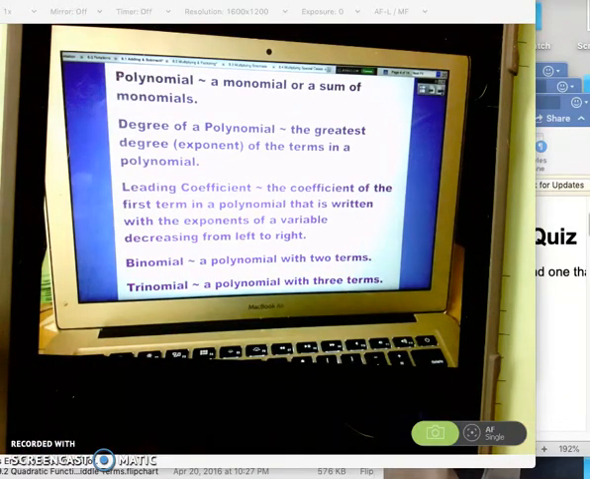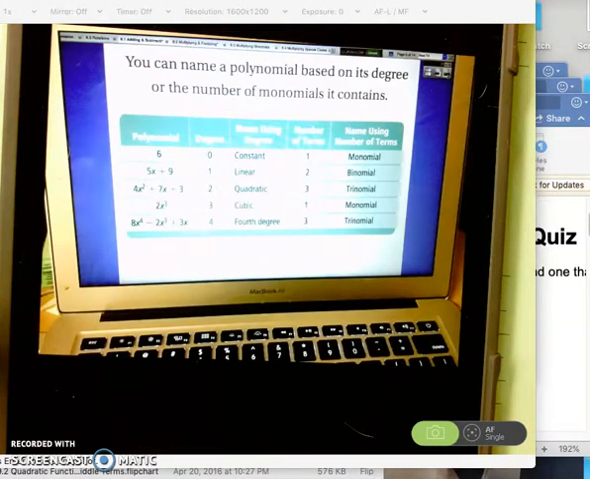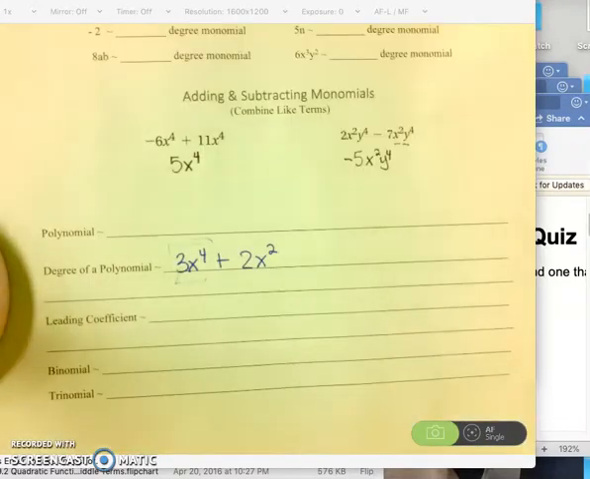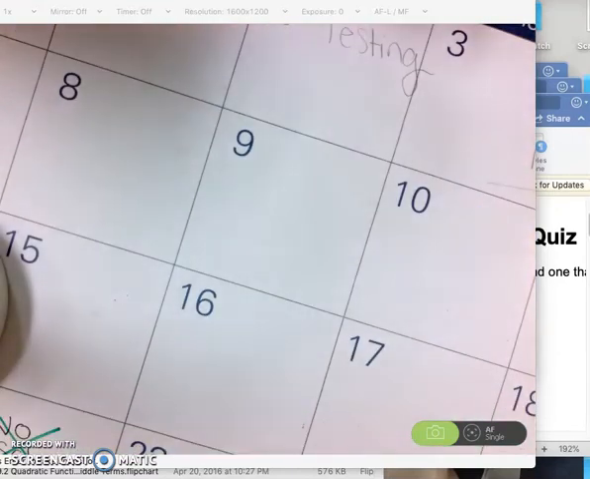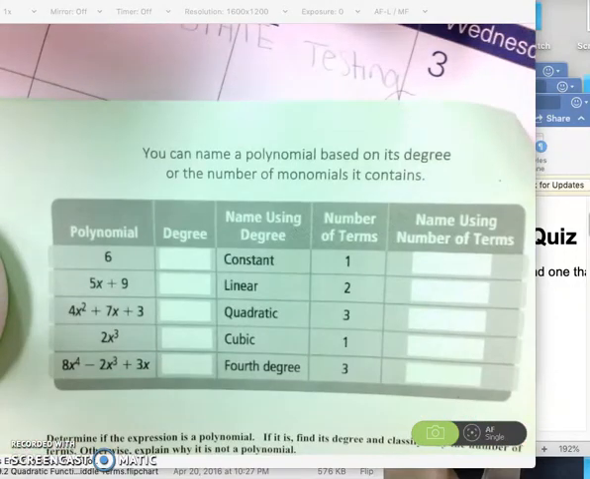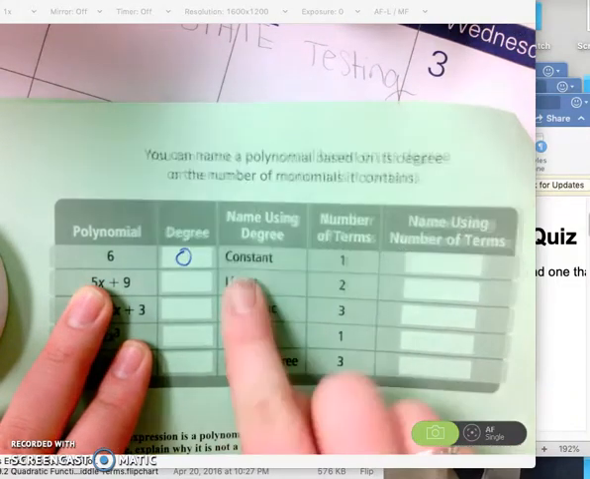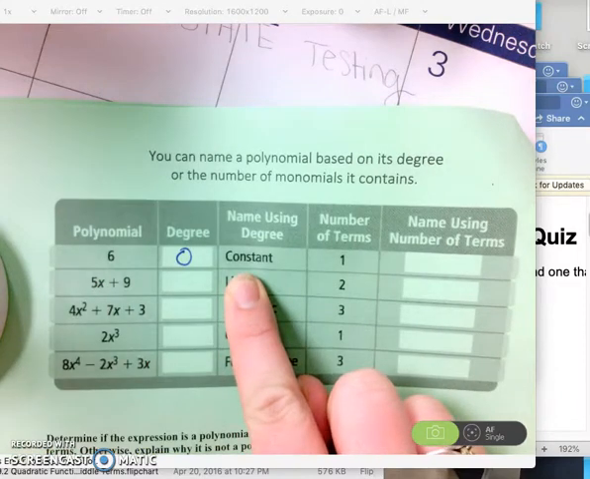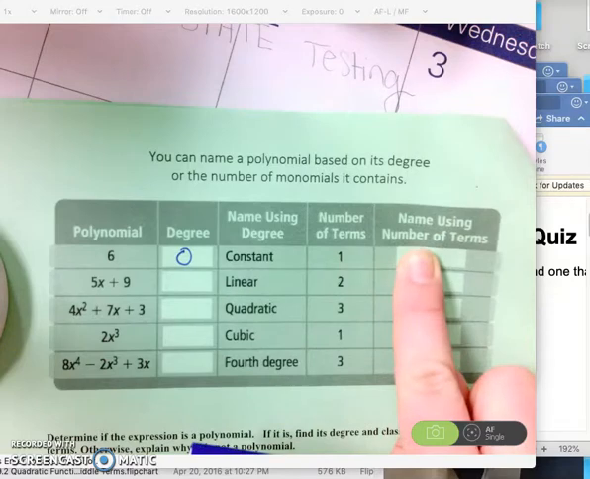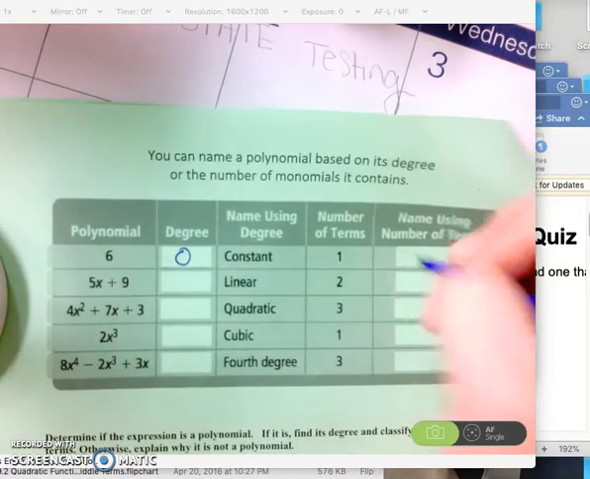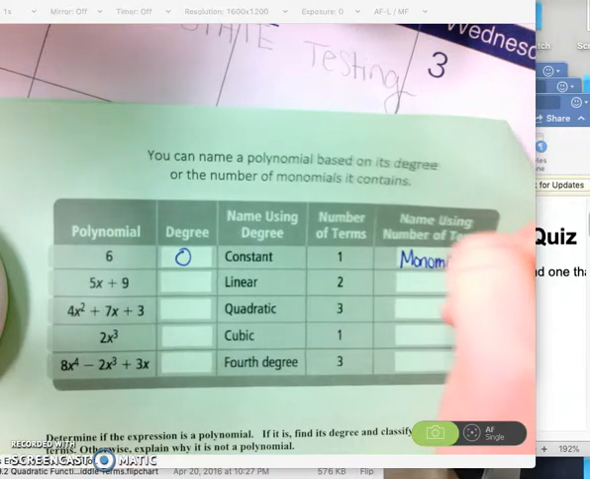Okay. A binomial is a polynomial with 2 terms. A trinomial has 3 terms. And then we can do these ones together, actually. So if I have just a number, remember that the degree is going to be 0. And the name is going to be a constant. Number of terms is 1, so it's a monomial, because it's one term.